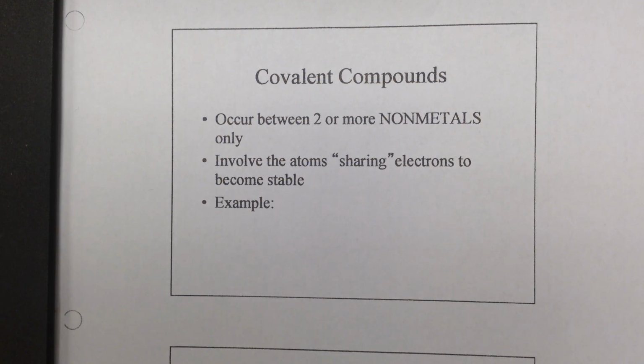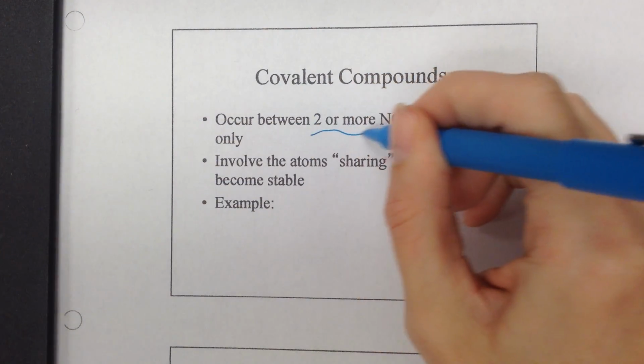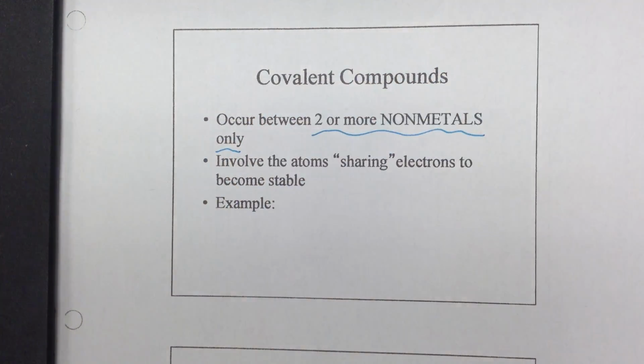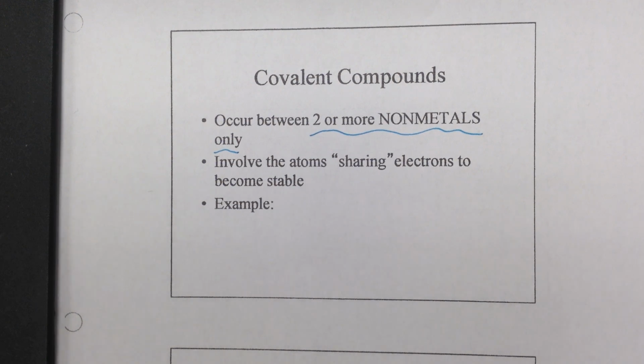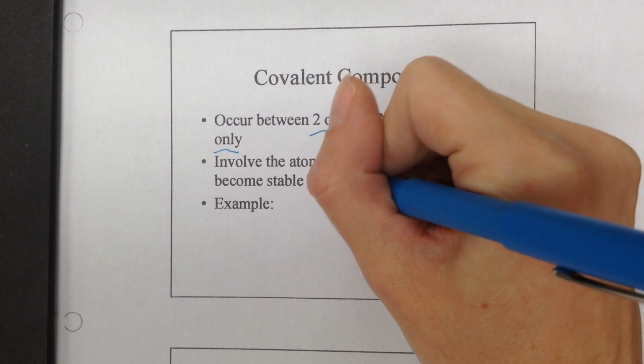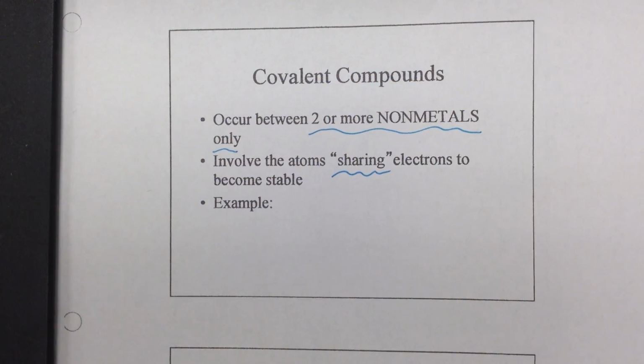Okay, folks, now that you've been working on ionic compound writing and naming, we are going to move on to our next type of bond, which is the covalent bond. If you recall from the very beginning of the unit, a covalent compound occurs between two or more nonmetals only. So needless to say, if you see a metal or a polyatomic ion, it is not a covalent compound. And what's happening to the electrons in a covalent compound is they're being shared.